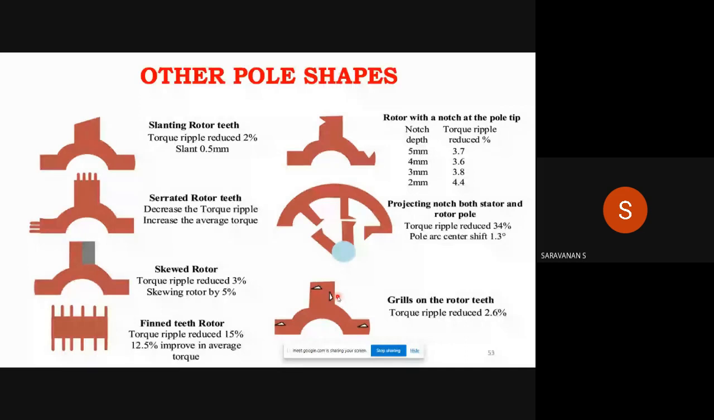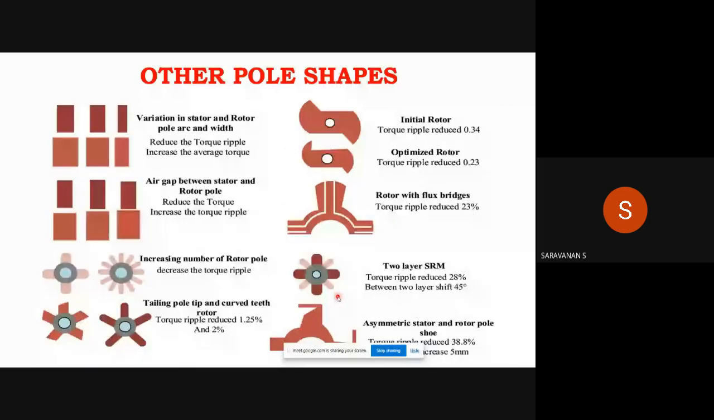And these are some other configurations. Variation in stator and rotor pole arc. This is the pole arc variations. This is the stator one, and this is the rotor one. You can vary the pole arc width to reduce the torque ripple. This one also produces less torque ripple than other configurations.